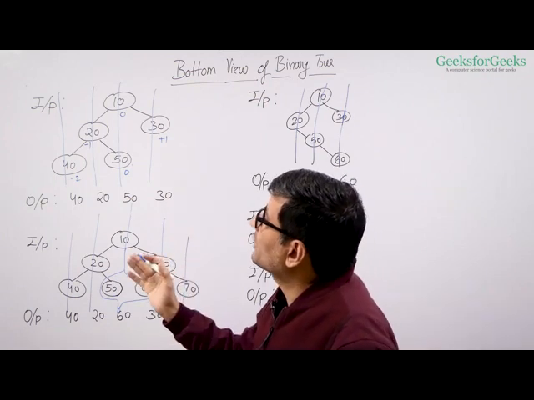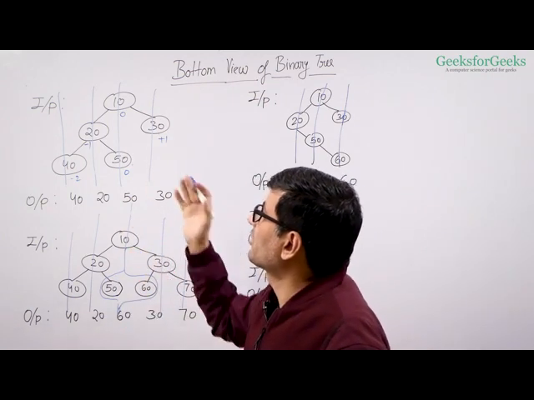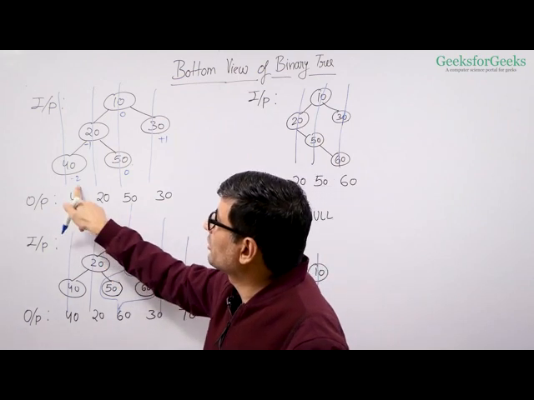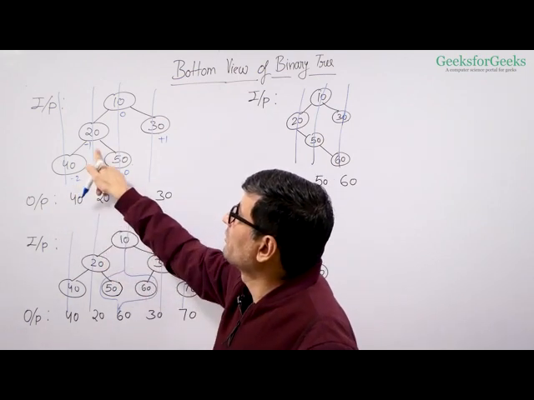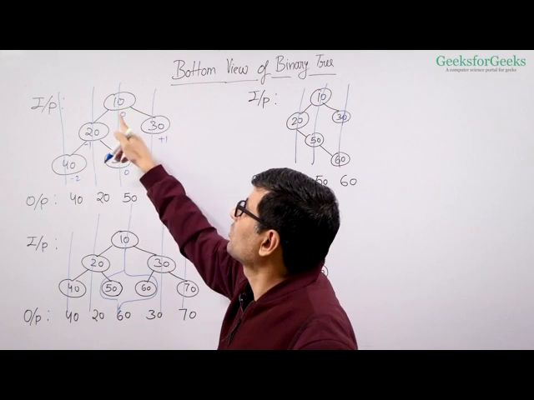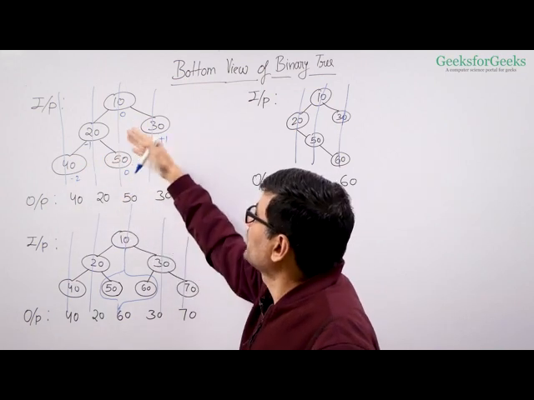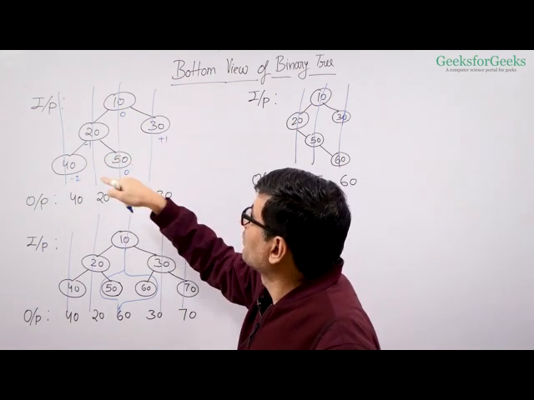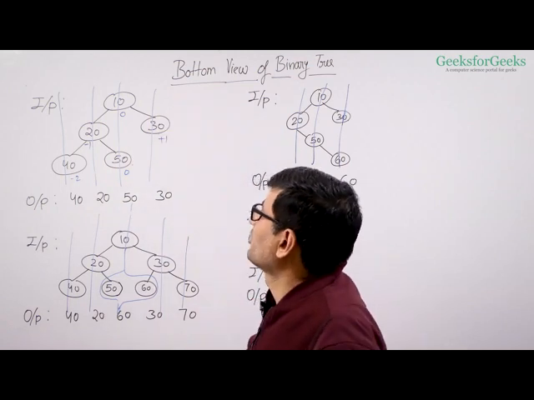Now whatever nodes have the same horizontal distance, they are on the same line. So there's only one node with horizontal distance minus 2. There's only one node with horizontal distance minus 1. There are 2 nodes with horizontal distance 0. So we need to print the bottom one. There's only one node at horizontal distance 1.